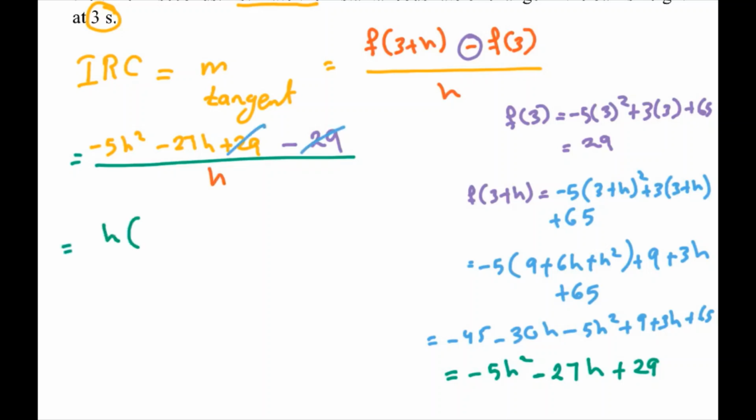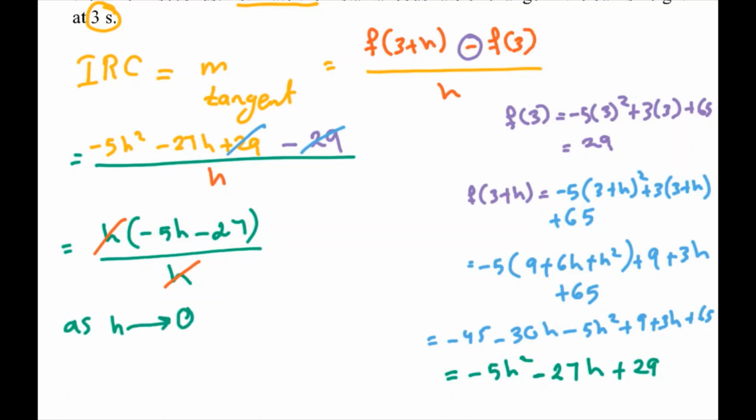So take h as a common factor. That will be, or you can say, negative 5h minus 27 over h. These two will cross out each other. Now you will say, as h approaches 0, because we want h to be very small, then the instantaneous rate of change will be negative 5 by 0 minus 27, and that's equal to negative 27. That's going to be my instantaneous rate of change.